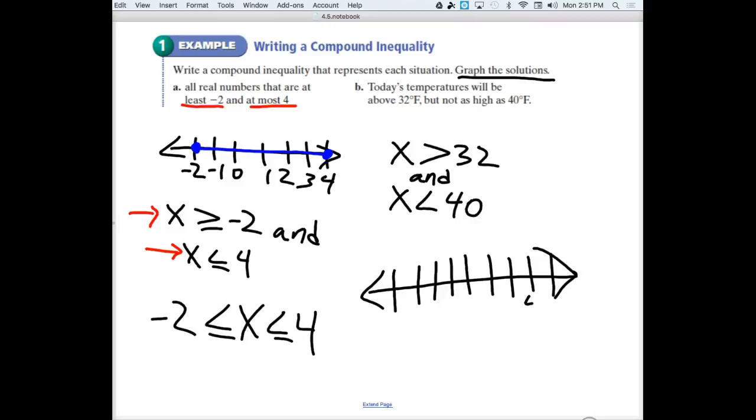So we'll write a 40 up here. I'm going to jump by 2's just so I don't have to write all the numbers. Oh, I need one more here, 32. And we can graph it. X is greater than 32. So it's above 32, so everything above 32, but not as high as 40. So when we get to 40, we have to have another open circle there.